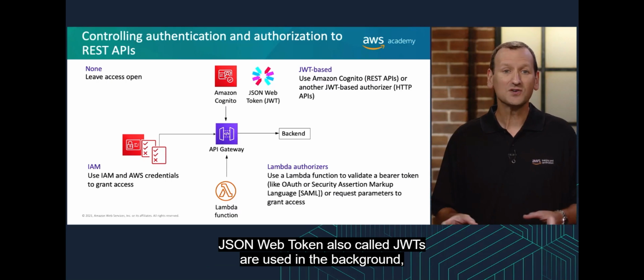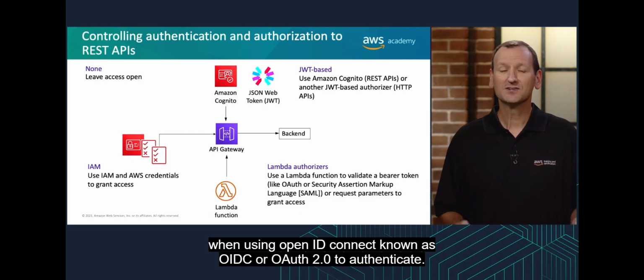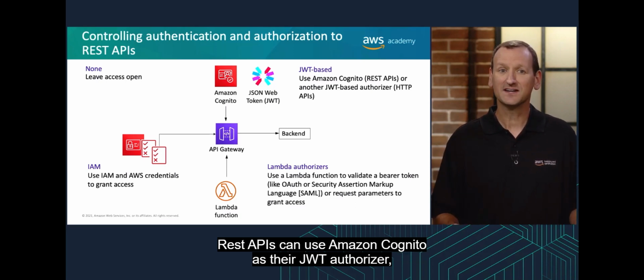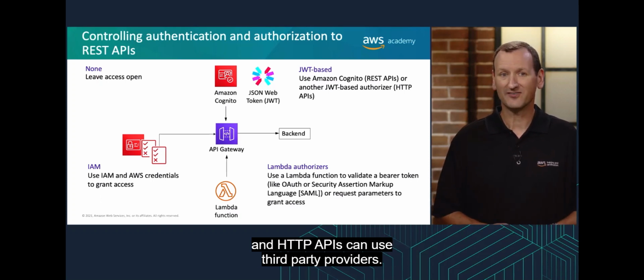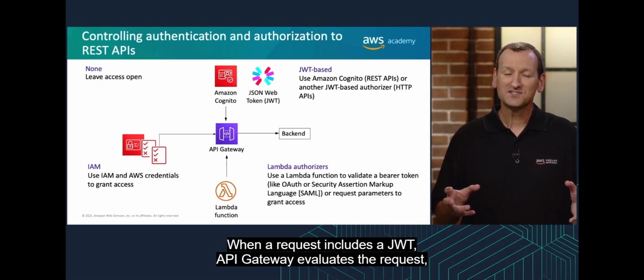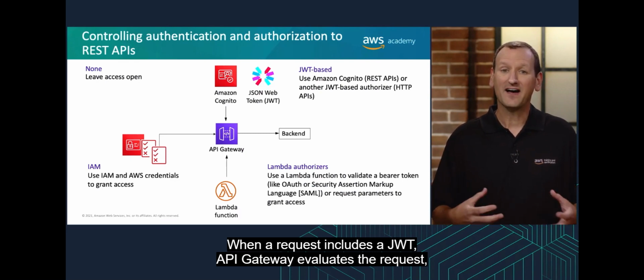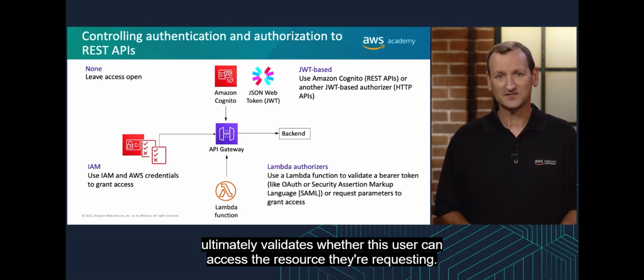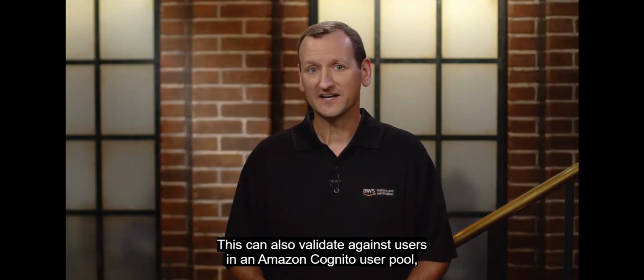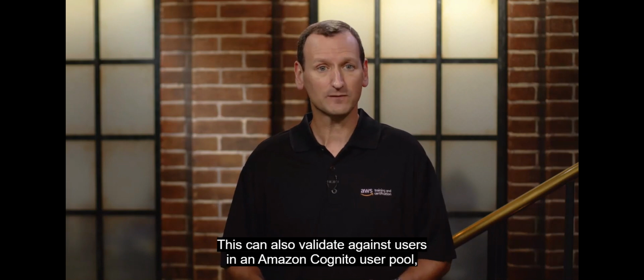JSON Web Tokens, also called JWTs, are used in the background when using OpenID Connect, known as OIDC, or OAuth 2.0 to authenticate. REST APIs can use Amazon Cognito as their JWT authorizer, and HTTP APIs can use third-party providers. When a request includes a JWT, API Gateway evaluates the request. It determines the request's scope of use and ultimately validates whether this user can access the resource they're requesting. This can also validate against users in an Amazon Cognito user pool.